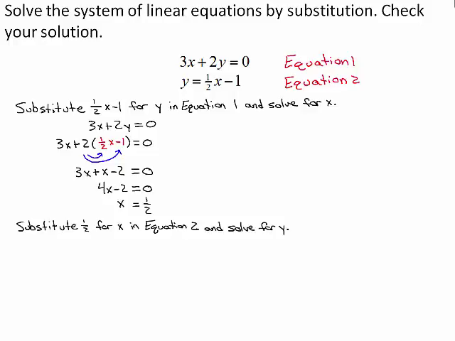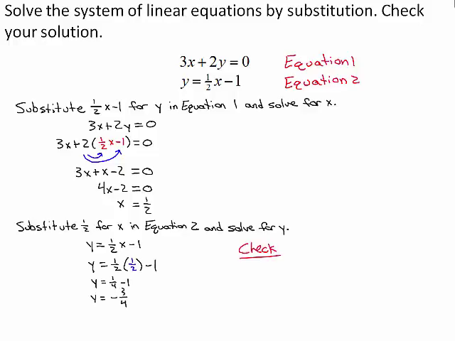Next, substitute 1/2 for x in equation 2 and solve for y. First write the equation. y = 1/2 x - 1. Substituting 1/2 for x in equation 2 gives y = 1/2 times 1/2 - 1, which simplifies to y = 1/4 - 1, or y = -3/4.